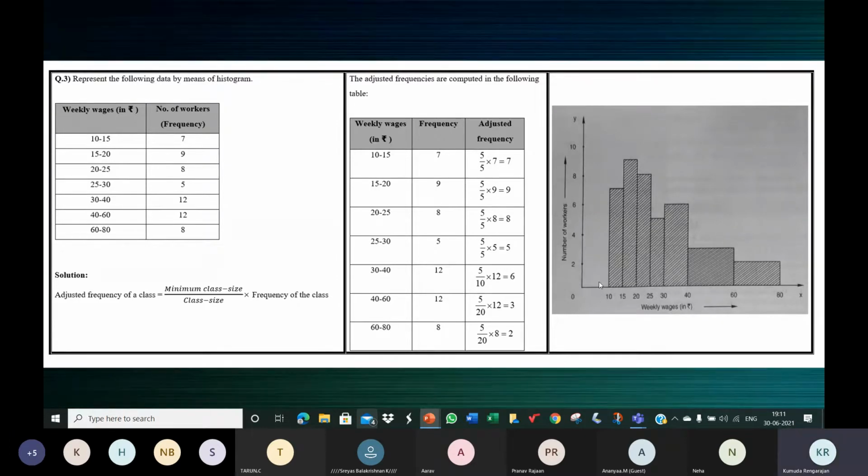And then you know how to put up the histogram. Yes, children, I'm just showing you the slide so that you can ask me any questions if you have. The next one is a similar question, which is a test.